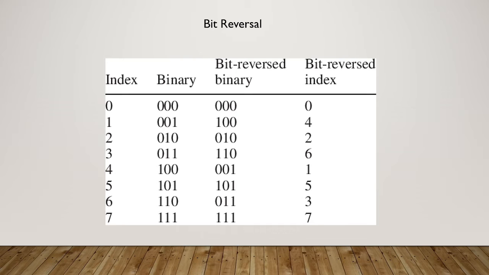Here we have 0, whose binary form is triple zero. The binary bit reversal is also triple zero, and the reversed form also remains the same. In case of 1, the binary form is double zero one, and the bit reversal is 100, so the bit reversed value turns out to be 4. In case of 2, it turns out to be 2, and in case of 3, it turns out to be 6, and similarly in case of 7, it turns out to be 7.